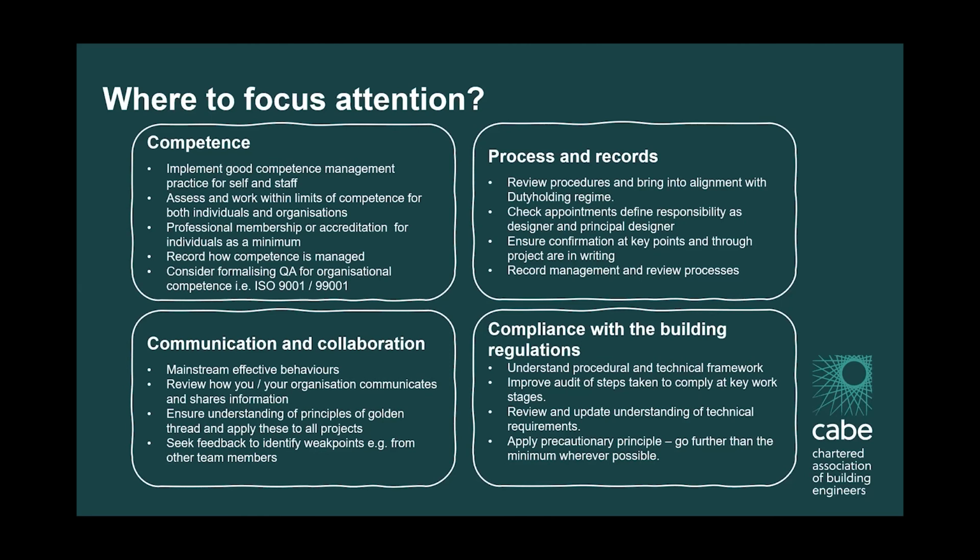Reviewing process and records, so getting procedures into alignment, making sure that you check all of the relevant appointments and key stages are met, and then reviewing your record management and review processes to take into account new timescales. Communication and collaboration requires mainstreaming of effective behaviours. Look at how your organisation communicates and shares information. You need to be totally transparent. If something goes wrong and you end up on the wrong side of a prosecution and you've withheld safety critical information or information that was necessary that you share with other members of the design team to deliver compliance with the building regulations, then you may be found wanting.